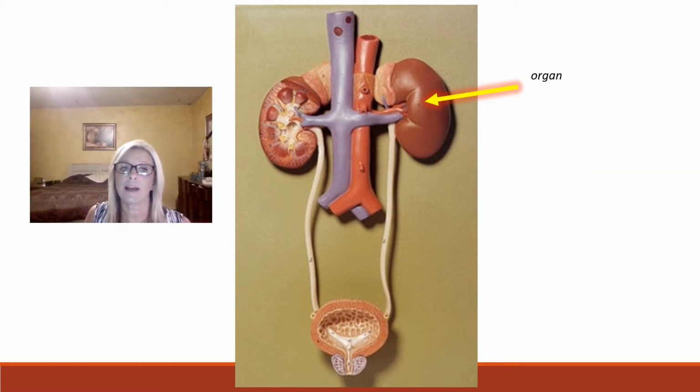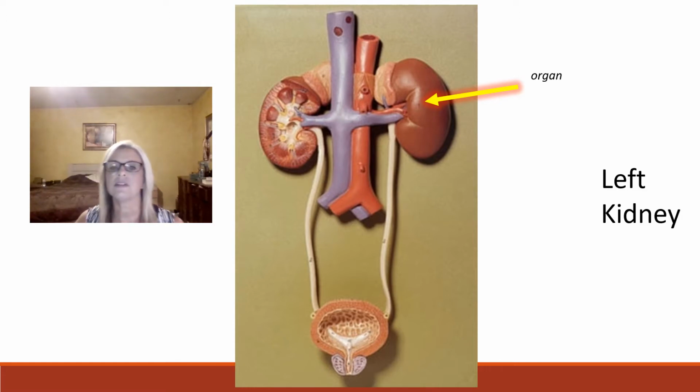Remember, they are bilateral, so we have a left and a right. So which one is this? Is this the left kidney or the right kidney? Okay, I gave you a second to answer there. This is the left kidney, and you will notice it is a little bit higher because it's got to kind of get a little higher than some of those other organs in there.